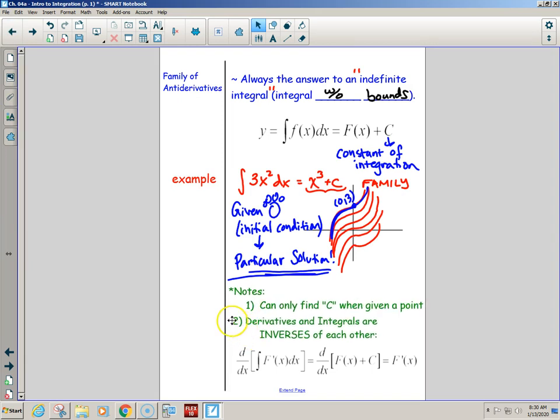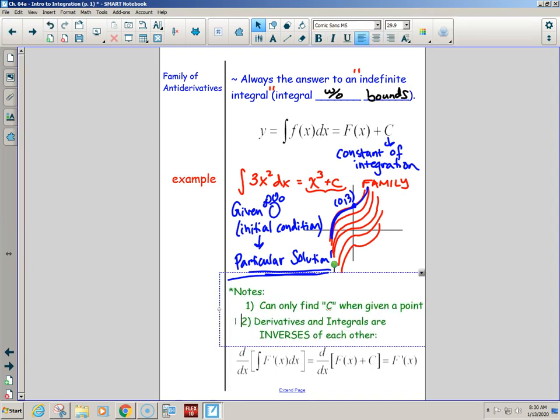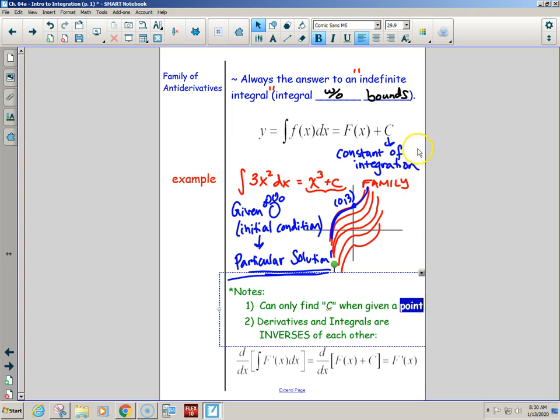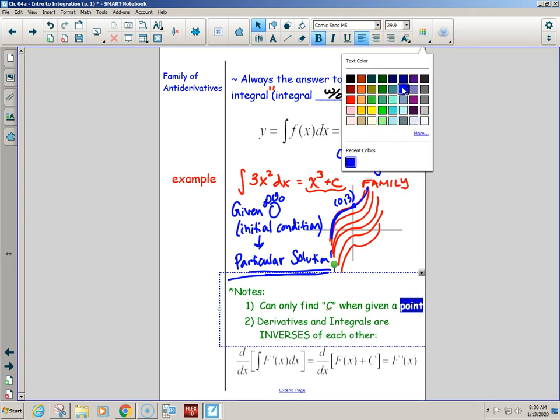That's what I showed up above. You can only know what c is as an actual number if they give you some sort of point up above. Let me go ahead and make this bold and make it blue. Maybe that'll help it stick out a little bit to connect it.